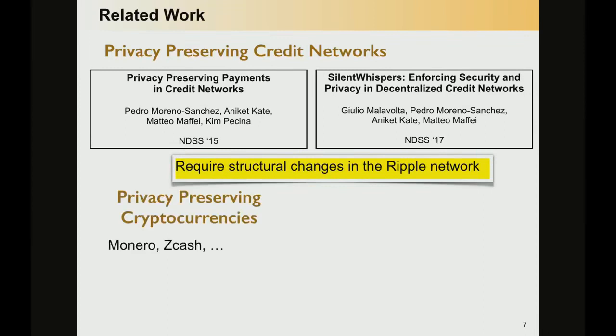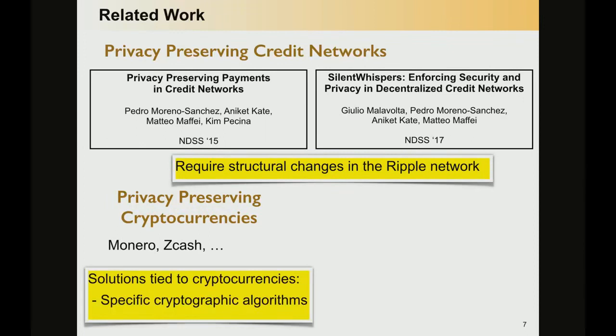Another alternative that we might have is the privacy-preserving cryptocurrencies that some of you may know. Some examples are Monero and Zcash, but there are many others. The problem with them is that their functionality is based on cryptography and smart contracts that are defined for those cryptocurrencies, but we don't have them in the current Ripple network, so we cannot use the same techniques in the current Ripple network.